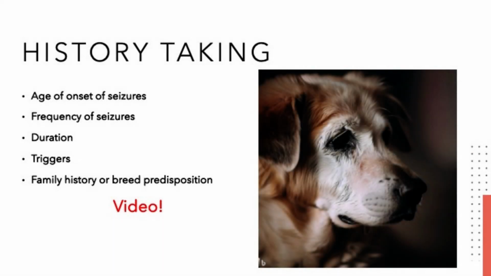When a dog presents with seizures, a systematic diagnostic approach is crucial to identify the cause and inform the treatment plan. A thorough history is the cornerstone of diagnosis. Key details include establishing age of onset. For example, idiopathic epilepsy typically manifests between 6 months and 6 years of age. On the flip side, an older patient, 10 years and older, is more likely to have neoplasia. Other important points include seizure frequency, duration, and any identifiable triggers. Try and establish if there is family history or breed predisposition. Lastly, always ask an owner if they have a video of the event.